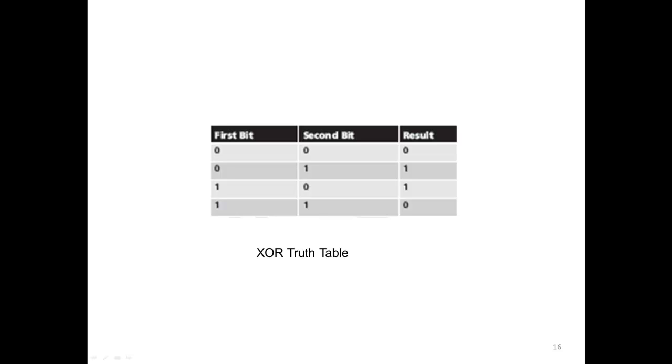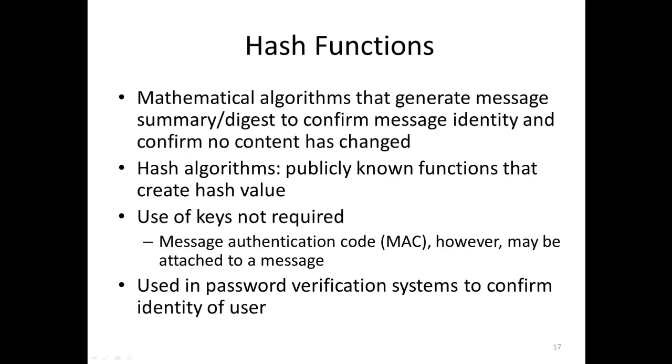So the first 2 bits are zeros, so the result is a 0. Next, the first bit's a 0, second bit's a 1, and the result is a 1, and so on. Hash functions are a little bit different, where hash functions don't actually encrypt anything. They're publicly known functions that create a hash value.